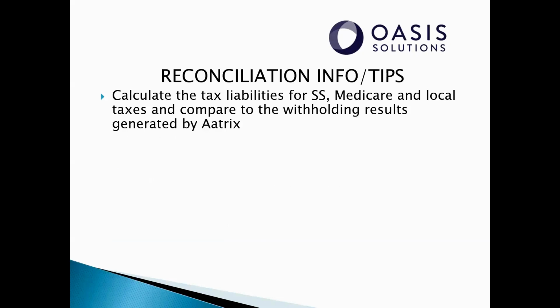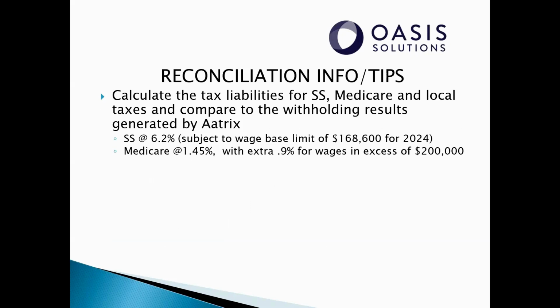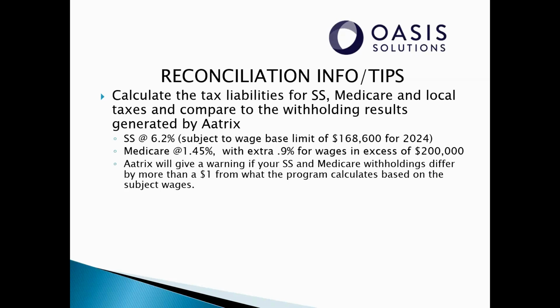On the Social Security and Medicare side, again, figure out what your subject wages are, and then just do the math based on the percentages there. Social Security is 6.2%, again, subject to the wage-based threshold limit of $168,600 for this year. On the Medicare side, it's 1.45%, with an extra 0.9% for wages in excess of $200,000. So just do the math, because Aatrix will give you a warning if your Social Security and Medicare withholdings differ by more than $1 from what the program calculates based on the subject wages.